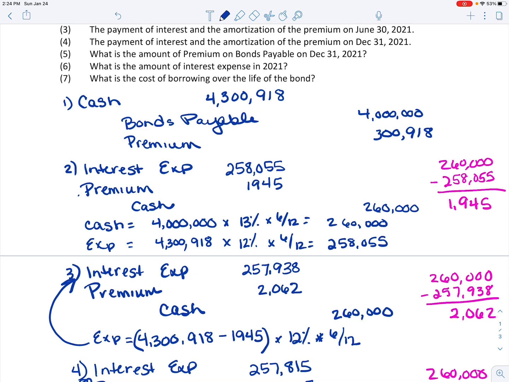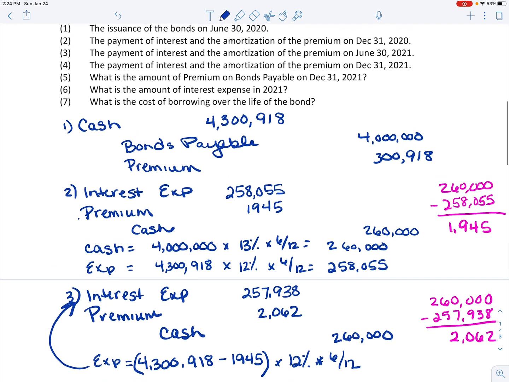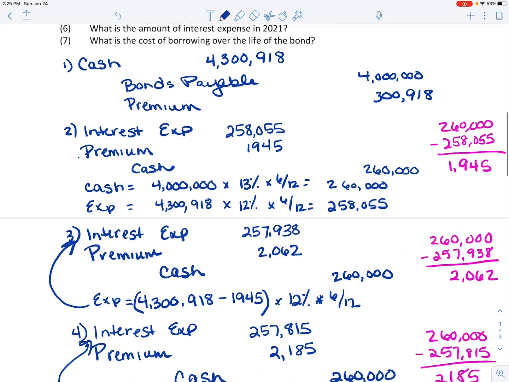Now, one thing to note is that sometimes when they're asking these questions, they're asking for a variety of different things. So please be sure that you're reading these questions carefully. They only want the interest expense in 2021. So if we go through our journal entries, we'll notice that only number 3 and number 4 relate to 2021.